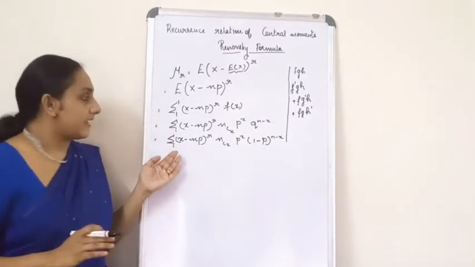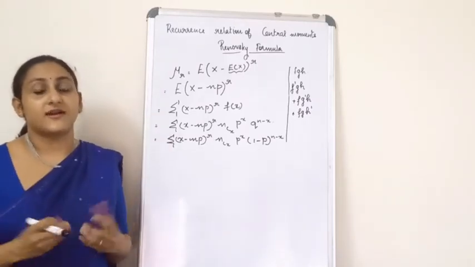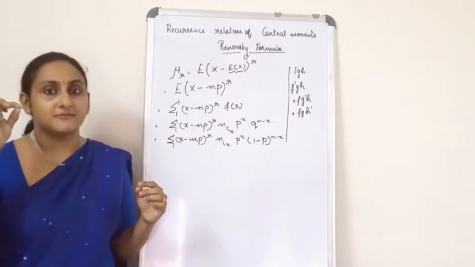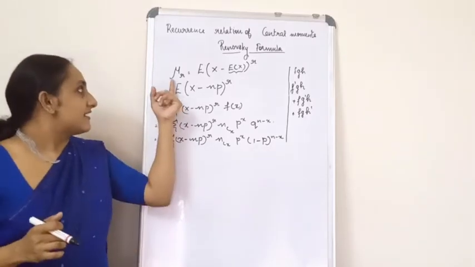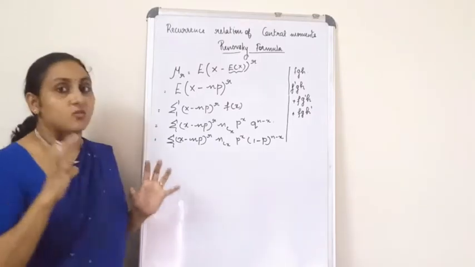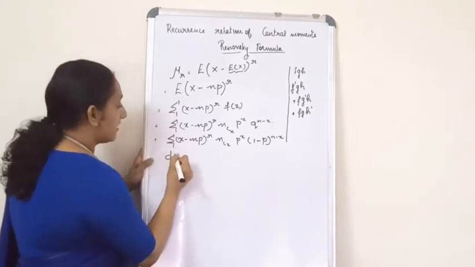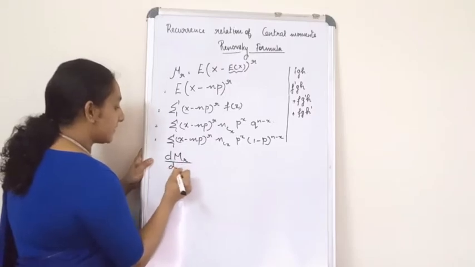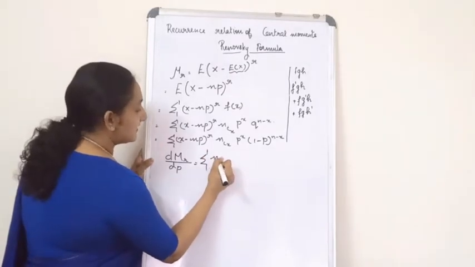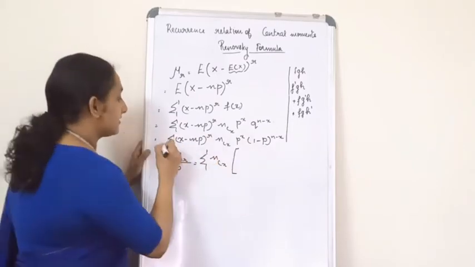Now we have arrived here, but this is only mu r. What is our aim? Our aim is to find the relationship between mu r plus 1 and mu r minus 1. So for that I am going to do a little magic. What is that magic? I am going to differentiate mu r with respect to p. Let's have a look at what happens. When I differentiate mu r with respect to p, I get summation nCx, and I'm going to open a bracket and differentiate this whole term.